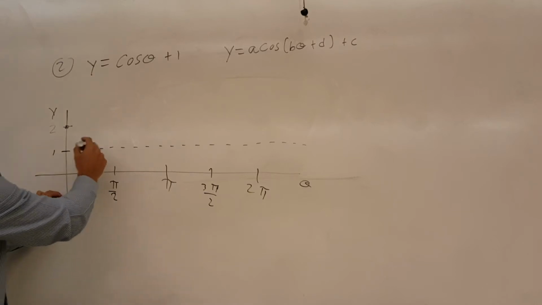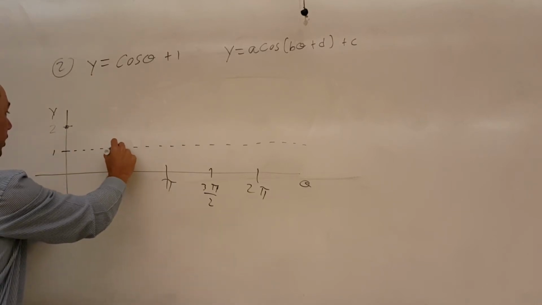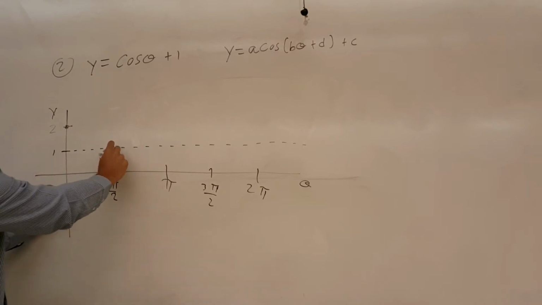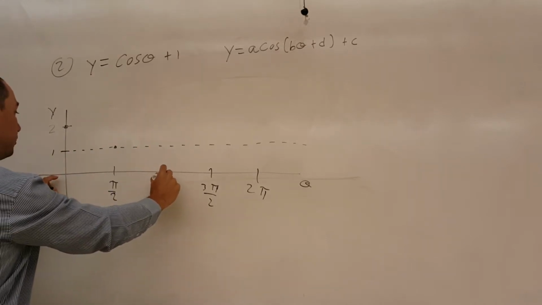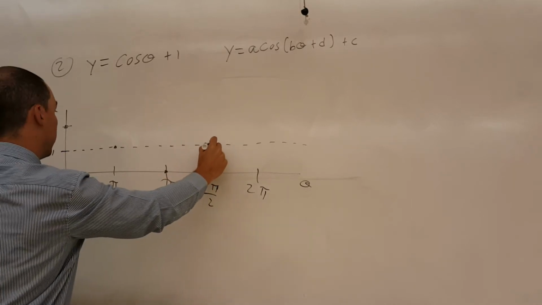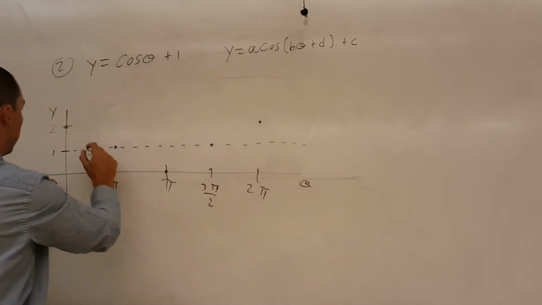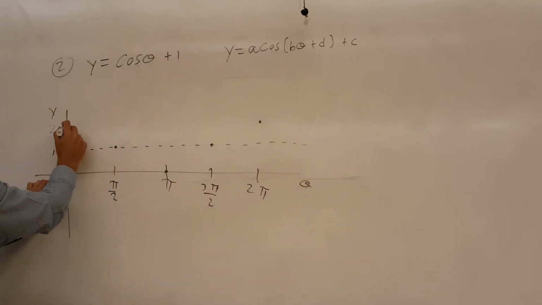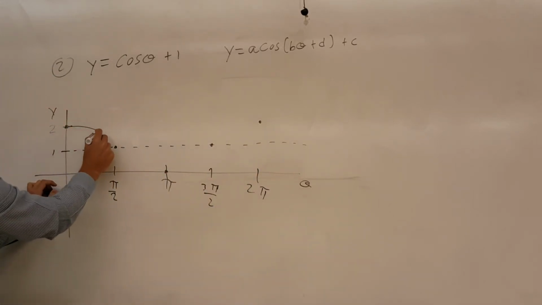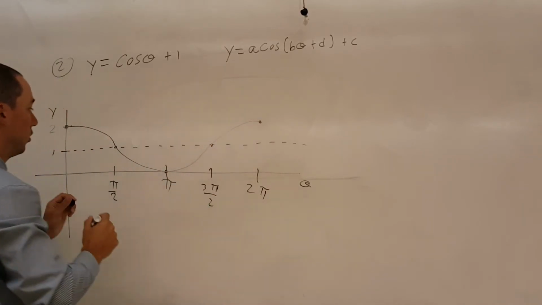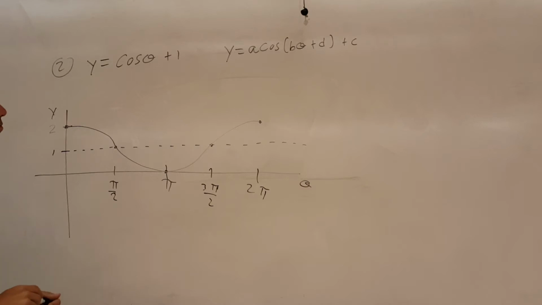And then come back to its midline. I didn't say 0 this time because now the midline is 1, so back to the midline. And then to its min, which is 1 below the midline. Back to the midline. And then to its max at 2. And then make sure nice smooth curve here. There you go, there's one with a vertical shift.